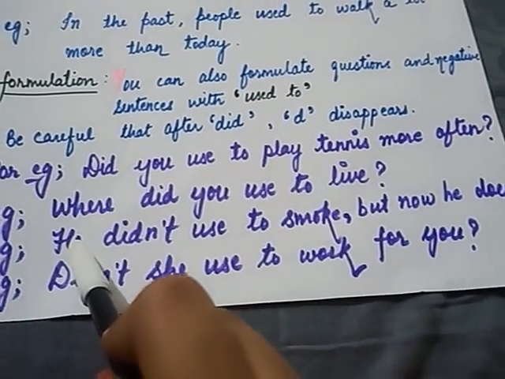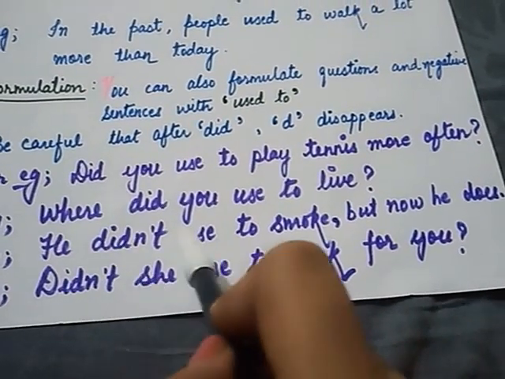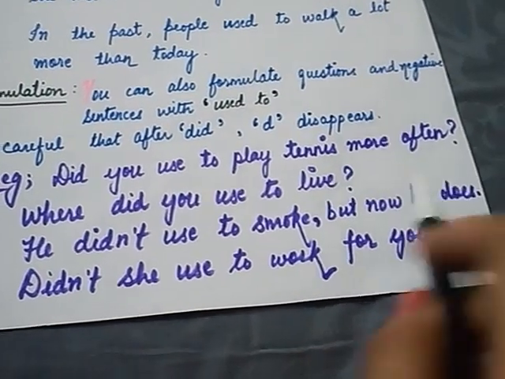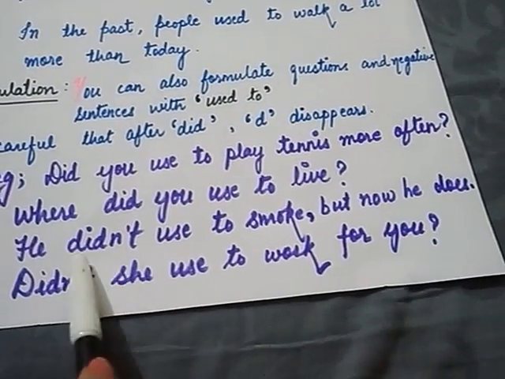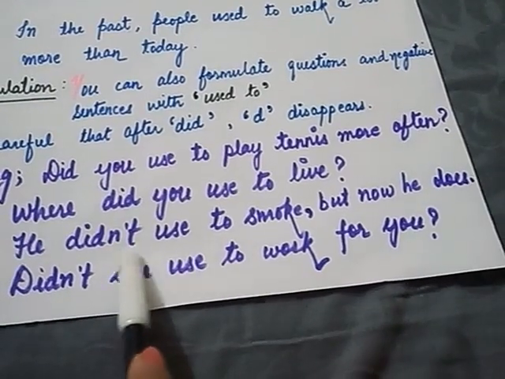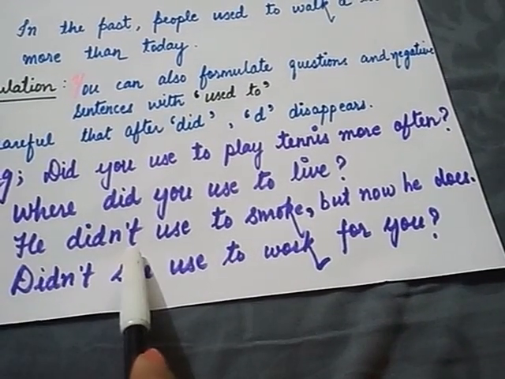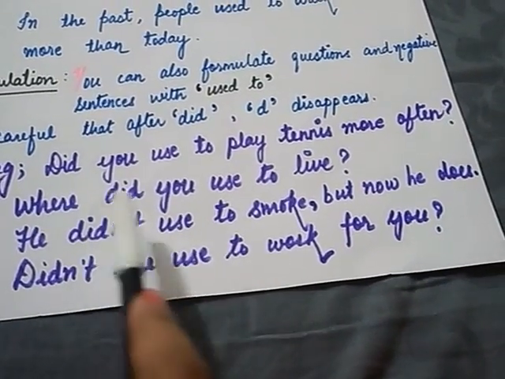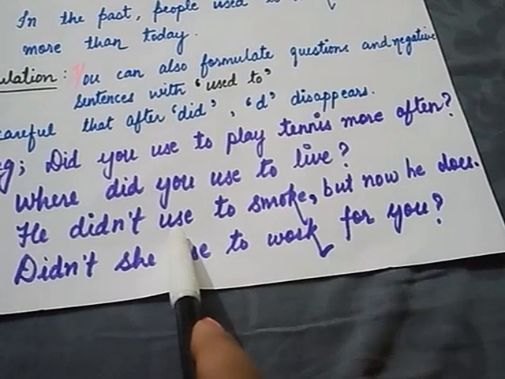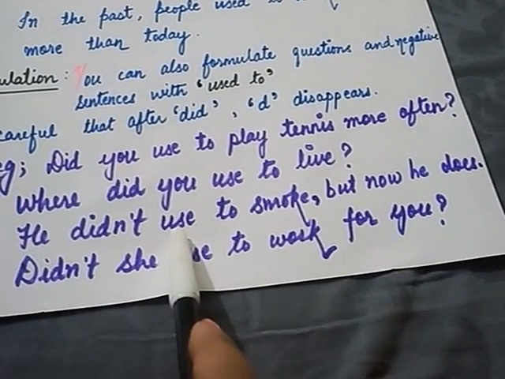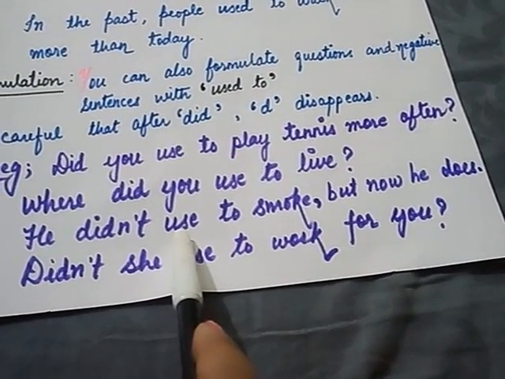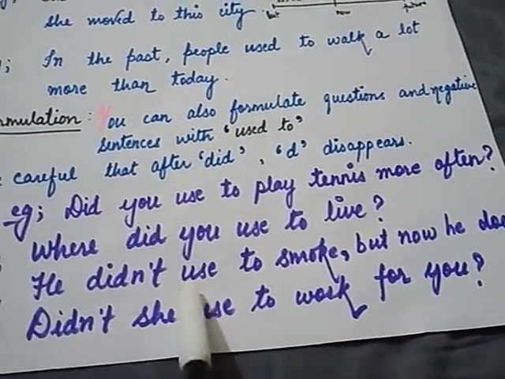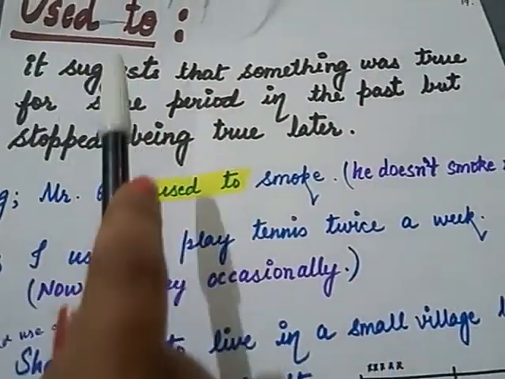Now here we have examples for negative also. He didn't used to smoke but now he does. Again we are using didn't, D-I-D and apostrophe T, did not, which we call didn't. And with did not we will not use D over here, we'll use used to. This is the syntax for negative sentences when we use used to.